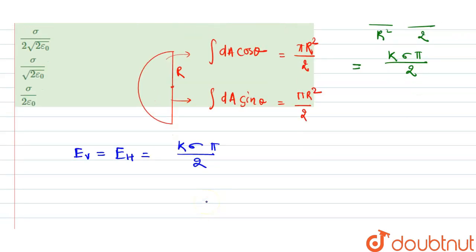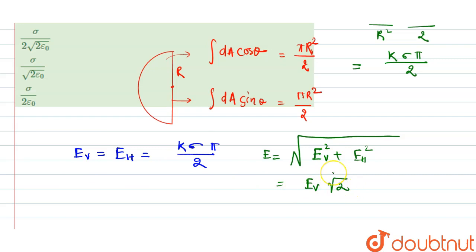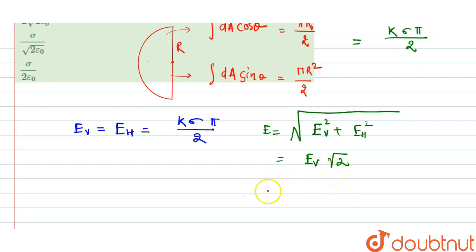And as we have the two components of this electric field, our resultant E will be the square root of the vertical component squared plus the horizontal component squared. As both of them are the same, we can write E equals EV or EH times root over 2, right?